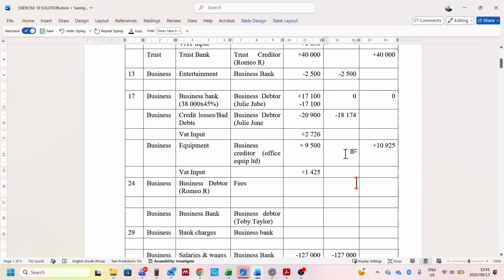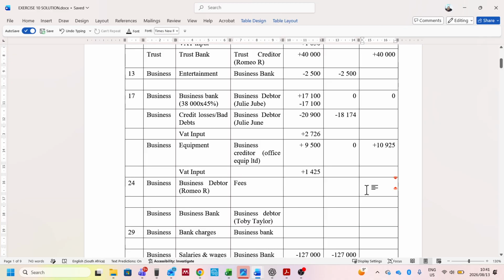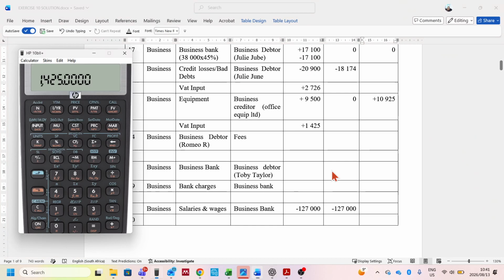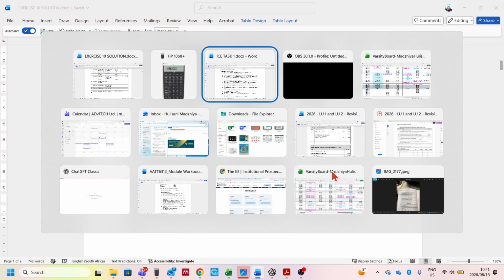So every time, please don't forget, your accounting equation always needs to balance. If it doesn't balance, one of the accounts recorded is incorrect, or your VAT calculation is somehow incorrect. Any questions? No questions. Okay. Now moving to the 24th.